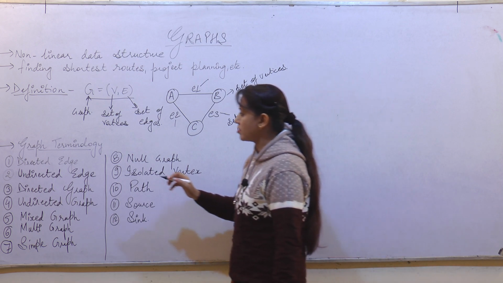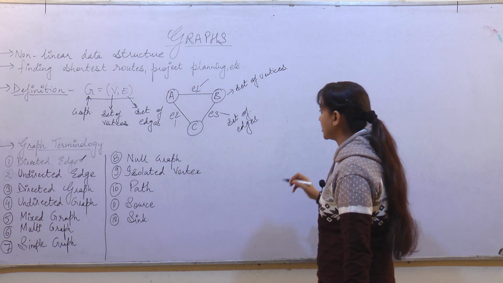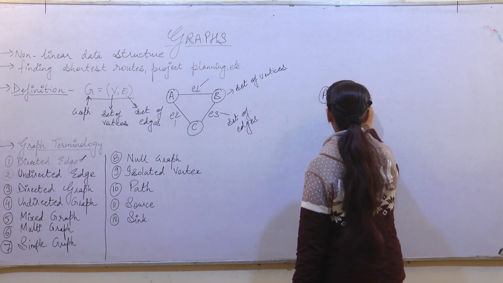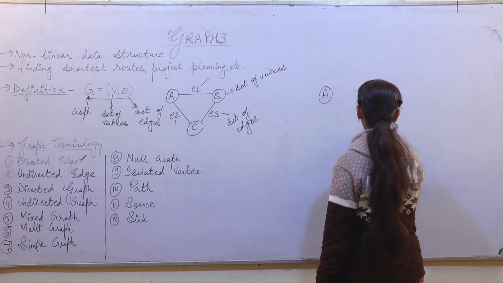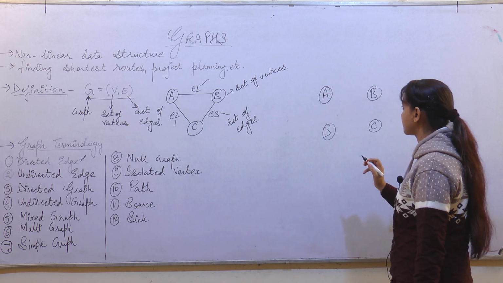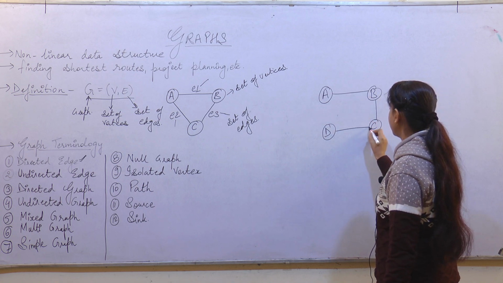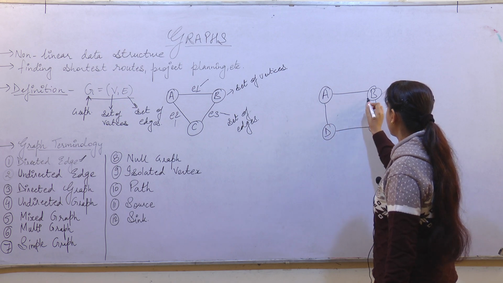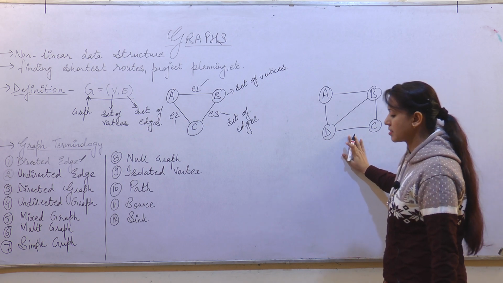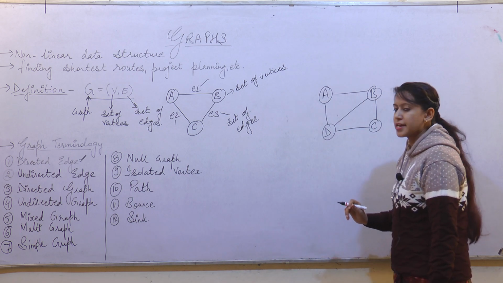So first terminology of graph is directed edge. Directed edge means, as the name suggests, suppose that we have a new graph A, B, C and D. These are our four vertices. Now we will connect these four vertices through the edges. Okay, so now this becomes our graph.